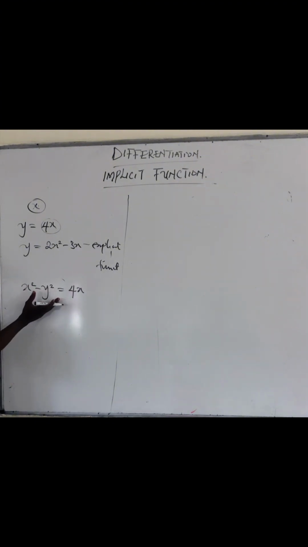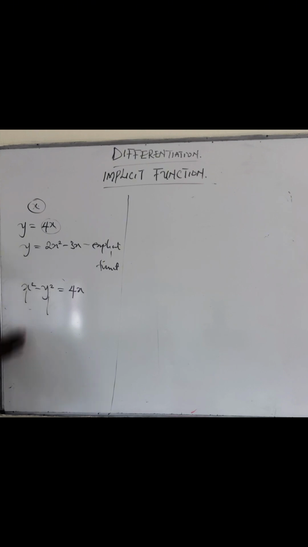Now looking at this, how many variables do we have here? Two, which is 1 and 2. So can you call it explicit? No. We say it's an what? Implicit function. Now, how are we going to solve questions based on implicit function?